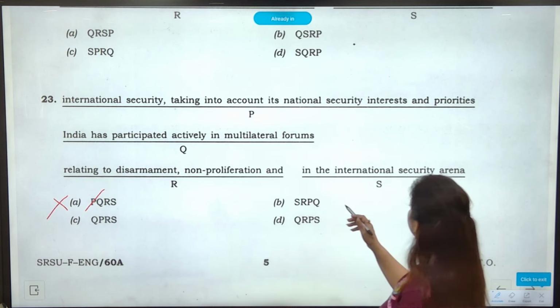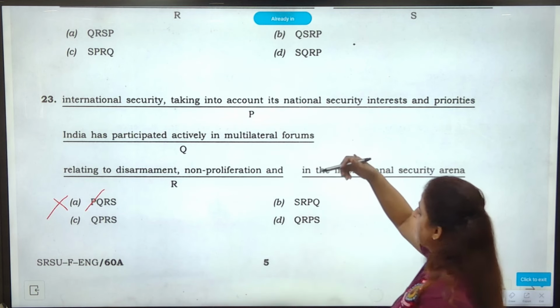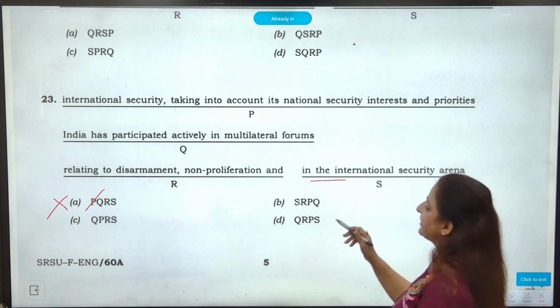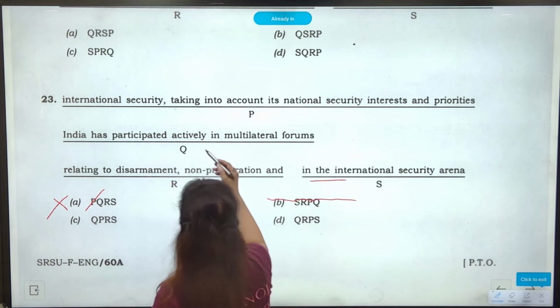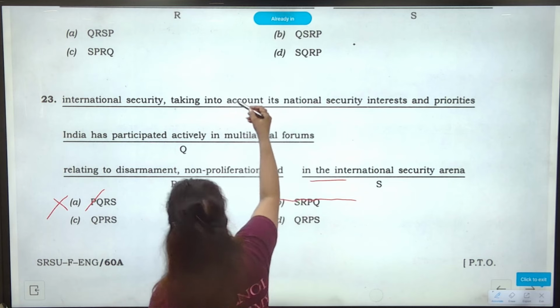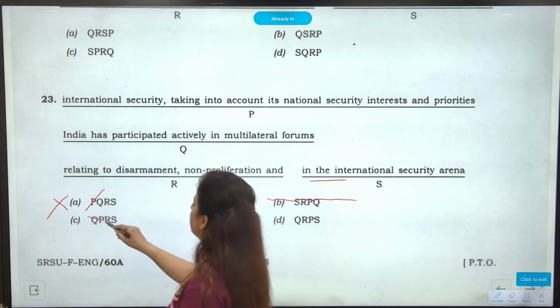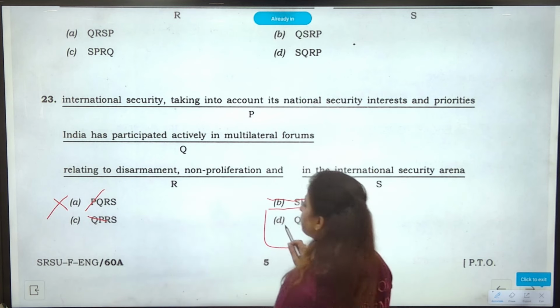Let's read SRPQ. In the international security arena relating to disarmament, non-proliferation. We generally don't begin sentences with "in". QPRS. India has participated actively in multilateral forums. International security. The P does not connect with Q, so QP here itself is wrong. We are left only with delta. We'll work it out. In my opinion, the answer has to be delta.